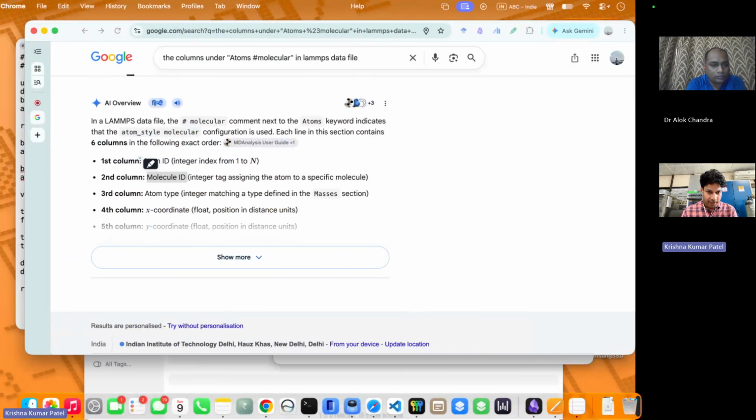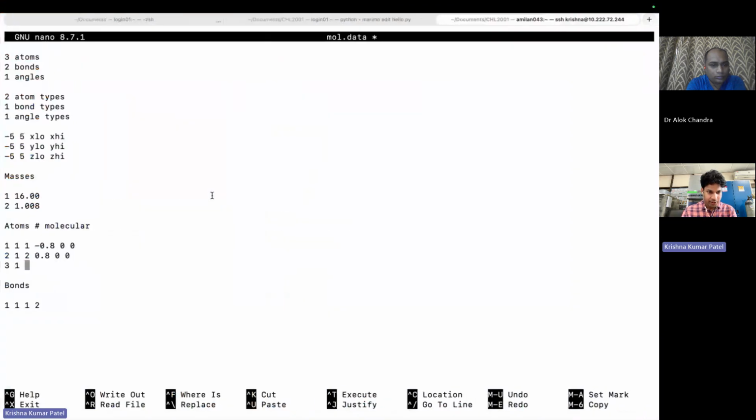And the third column has to be atom type. The first is oxygen, type 1, and for that, this is the mass that will be applied. The second and third, both of them are hydrogen, and for that, this is the mass that will be applied, right? So now I need to write the coordinates for those.